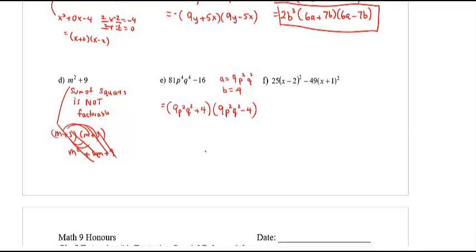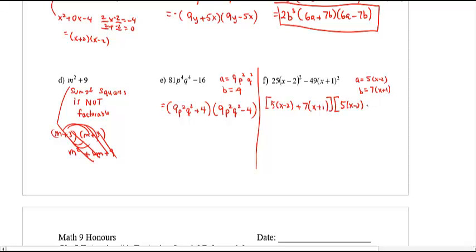F. A equals to 5x minus 2. B equals to, I think, 7x plus 1, right? So knowing that, once again, difference of squares. Here we go. It's A, and this time we use big brackets. A plus B times A minus B. Lots of brackets, but nonetheless, you can do it.